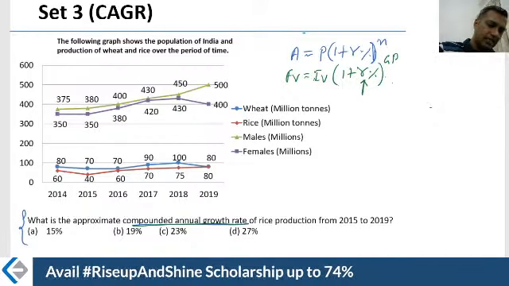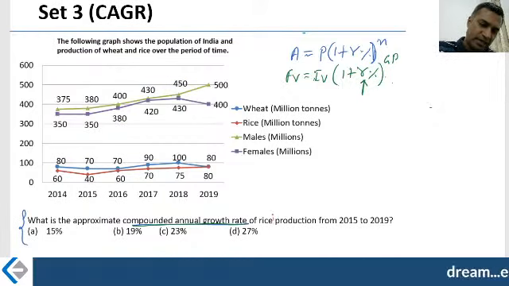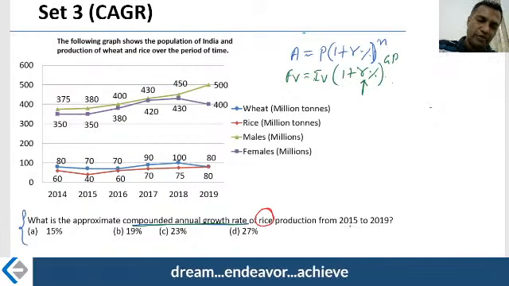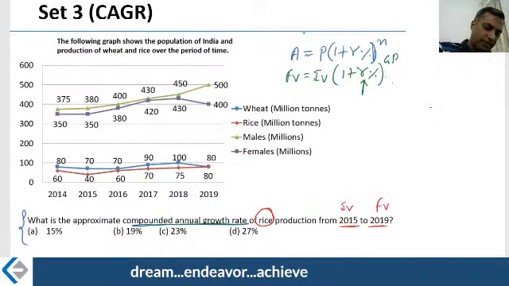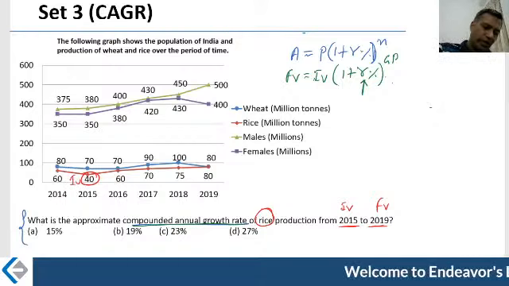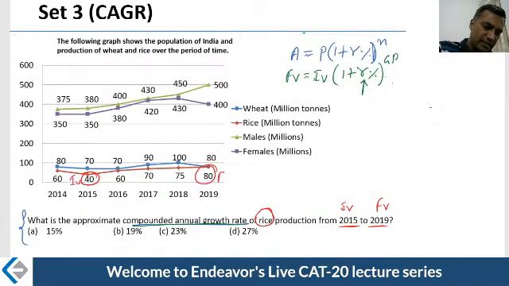Let's understand what is given to me. For which commodity? Same commodity, rice. Between which years? 2015 and 2019. 2015 data becomes the initial value, 2019 data becomes the final value. Let's keep it in mind. Where is the 2015 value? 40. 40 is my initial value. What is the final value? 80. 80 is my final value.